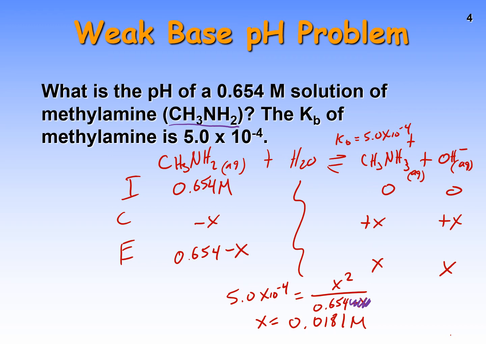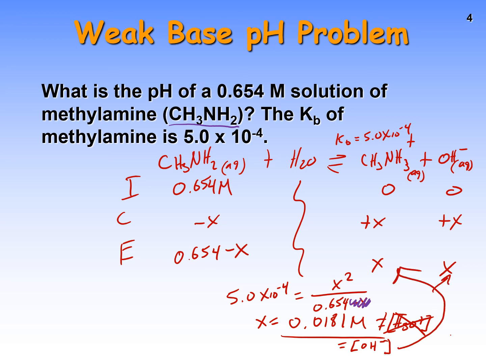Now we do need to check to make sure the 5% rule here is valid. So 0.05 times 0.654 gives me 0.03. We're way below that, so we're good. The 5% rule worked. Here is my x value. Now I'm asked for pH. This is not equal to the H3O plus concentration. That's not at all true. What it is equal to is the OH minus concentration, as we can see from our ICE table what x is equal to.